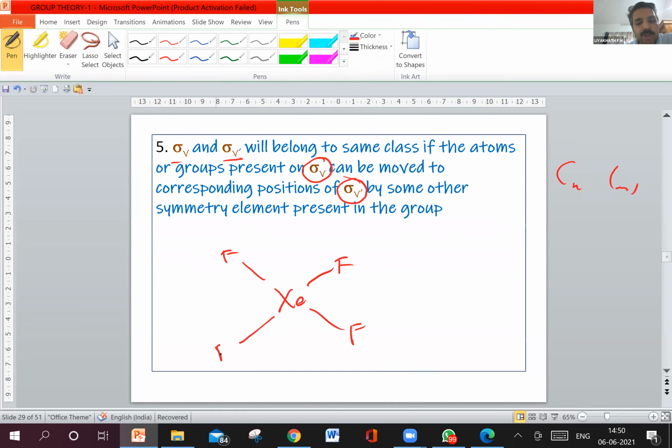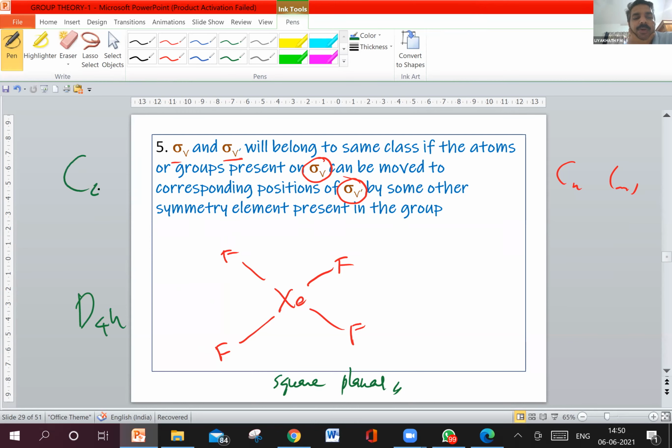Do you know what is the point group of XeF4? Can you say please, what is the point group of XeF4? It is a square planar molecule, isn't it? Then what is its point group? Please tell me. D4h, sir. Yes, it is D4h because it is a planar molecule.